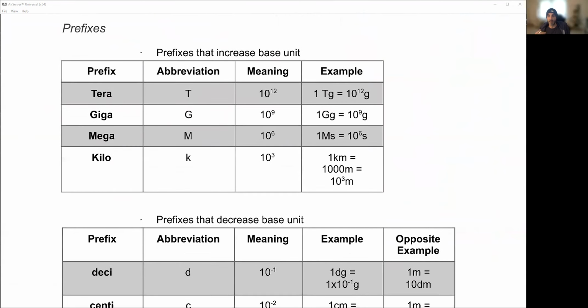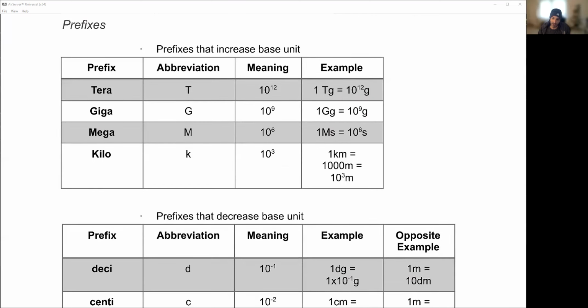All right, let's take a look at prefixes. So each of these base units can also get a prefix, and it's going to multiply it. So 1 meter is equivalent to 1 meter. But if I say 1 kilometer, it's basically saying equivalent to 1,000 times that, or 10 to the 3 times that. Okay, 1 gigameter is 10 to the 9th times that value.